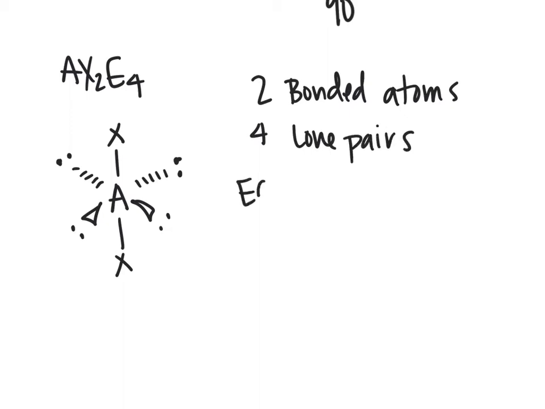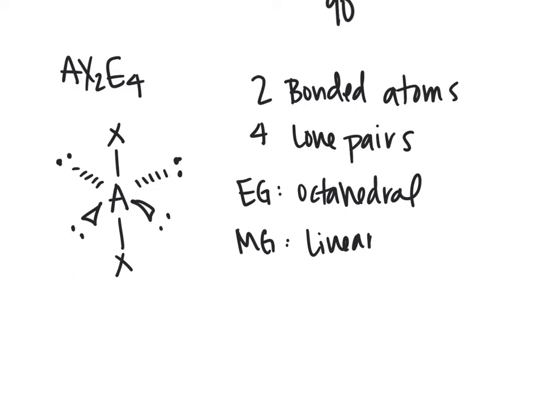So the electron geometry is still octahedral. So all of them where the steric number of 6 is observed are the electron geometry of octahedral. The molecular geometry in this case is linear because we have A, X, X. And we can see that this bond angle is 180 degrees.